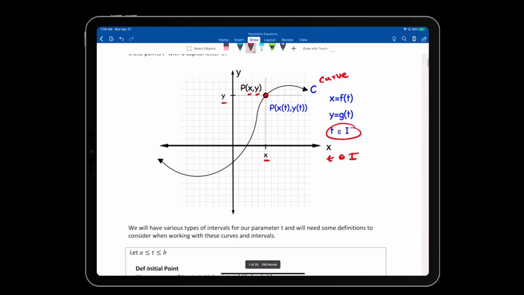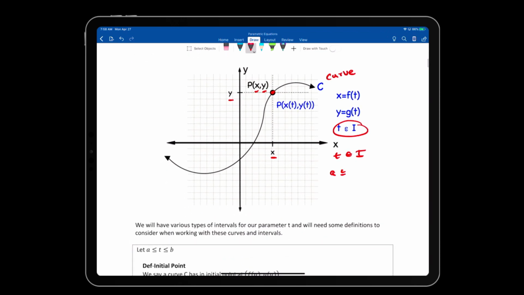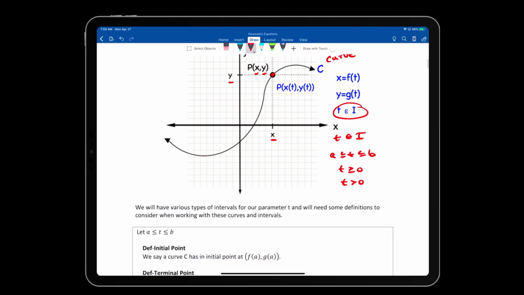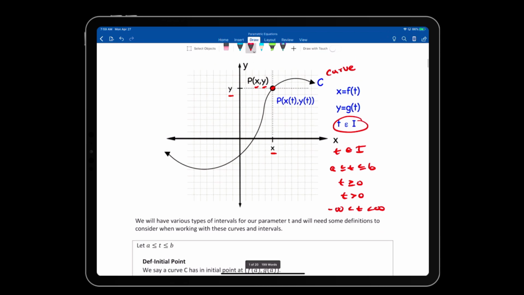Now, intervals can look a lot of ways. It can look like something like this from A to B. T could be greater than or equal to 0. T could be greater than 0. And T could be really between, well, here's what we say. T could be any real number. So there's various intervals for that parameter T, also thought of as a dummy variable. But we're going to introduce this because this is going to create for us additional types of curves.